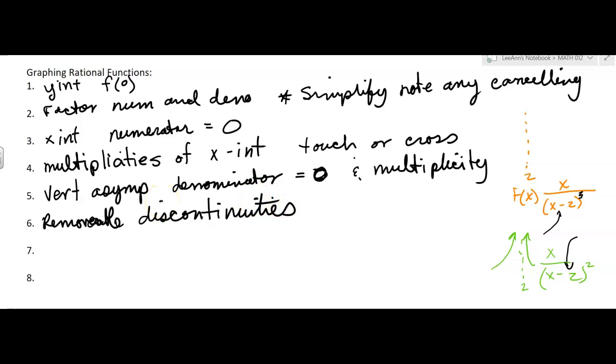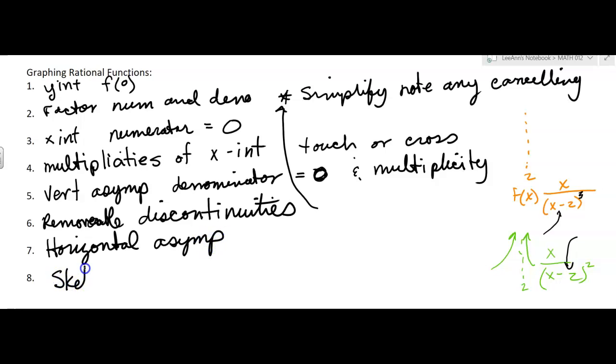There might be some. A lot of times there aren't, but if there is one, then we have to put a hole in the graph and make a note of that. And so it kind of goes back to this star up here. Did we cancel anything? Okay. And then what do we want to find? The horizontal asymptotes. And then finally we'll sketch.